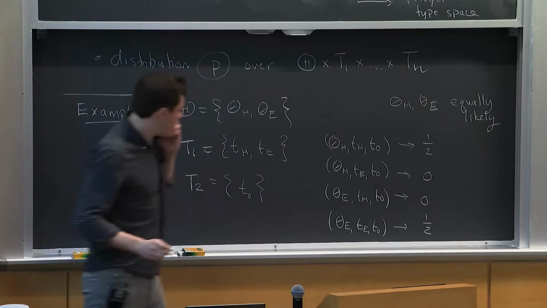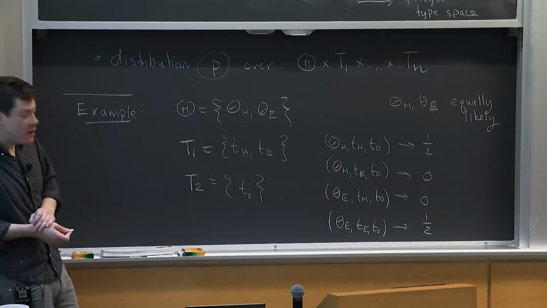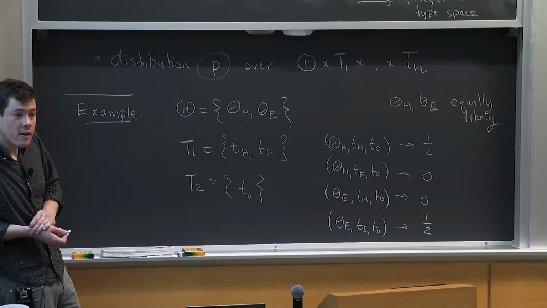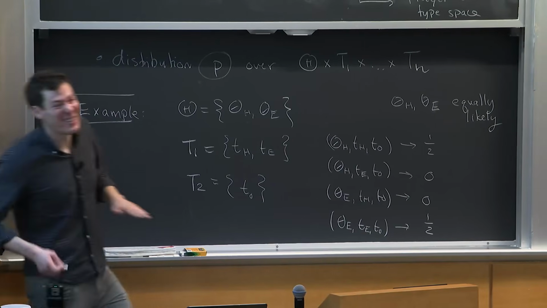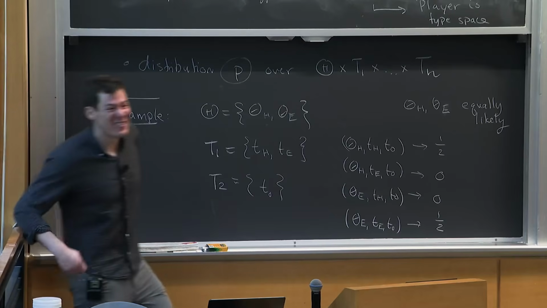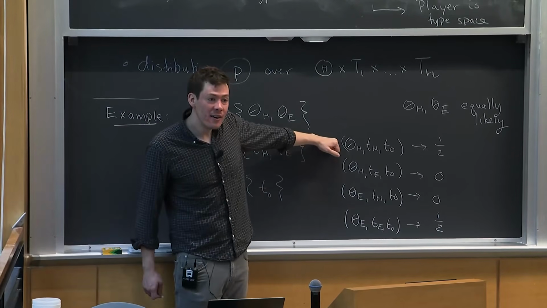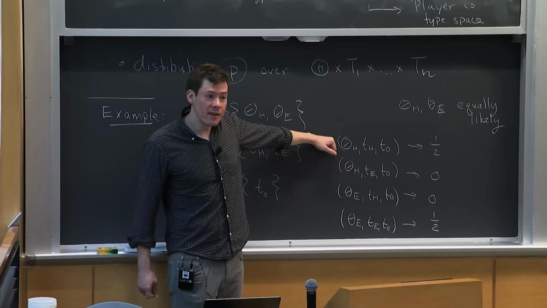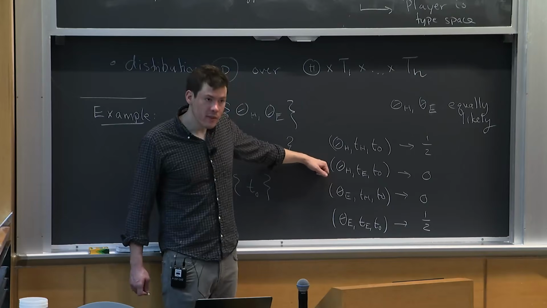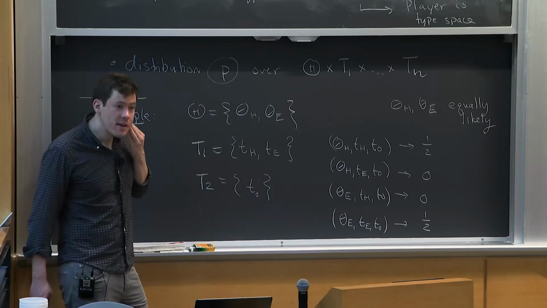Can you explain a little bit how you got that? For sure. If the state of nature is theta H, then with absolute certainty we know that player 1 knows that the state of nature is theta H, which means they have TH. It's not possible for them to have TE in this mismatch, which is why that gets probability 0, and then you flip the labels and everything else is symmetric.